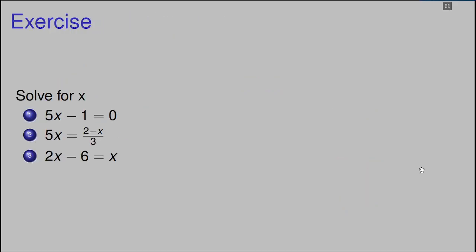Here's a few exercises for you to try, and the hints are, here you're going to start with transposition and then divide. On the second one, you're going to start by multiplying both sides by this denominator here, and then transpose, then division. On the last problem here, you're going to start with transposition, then divide.